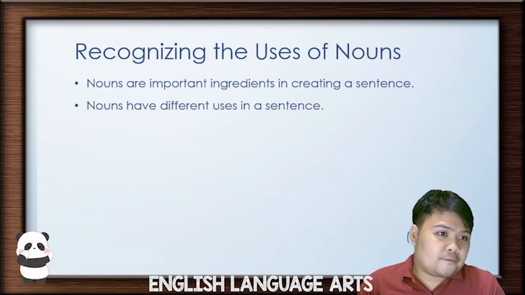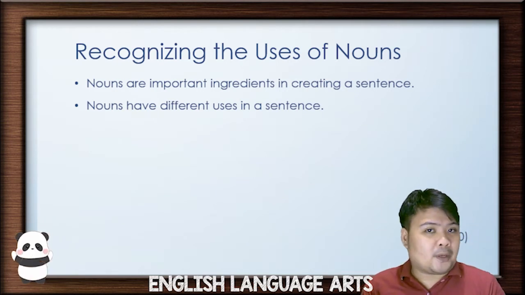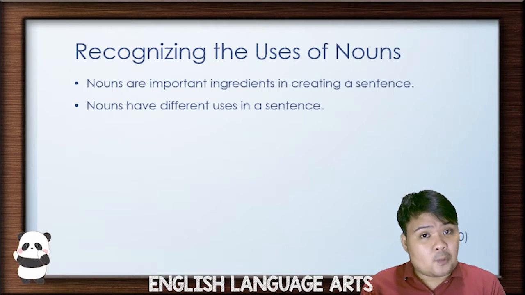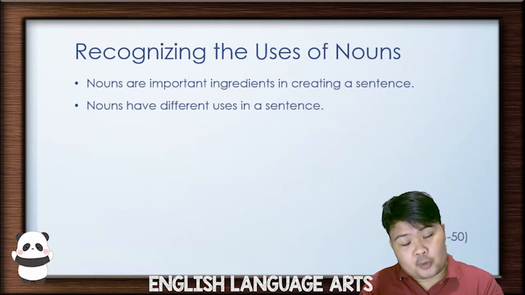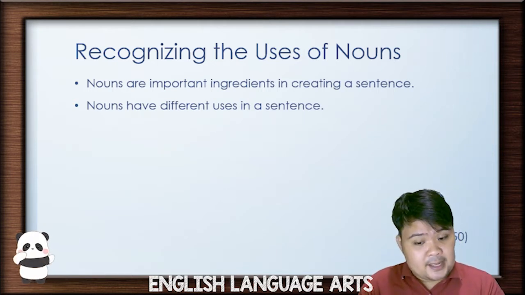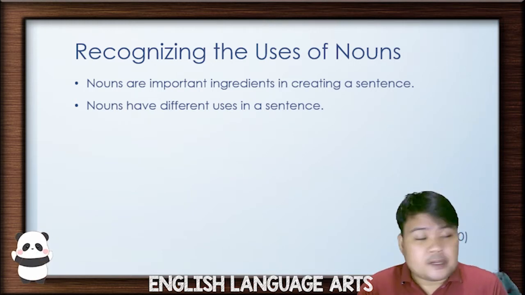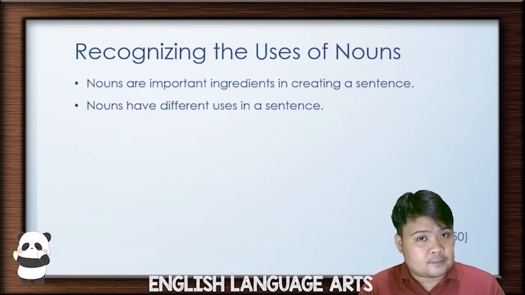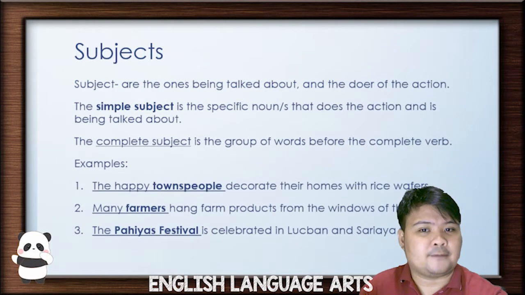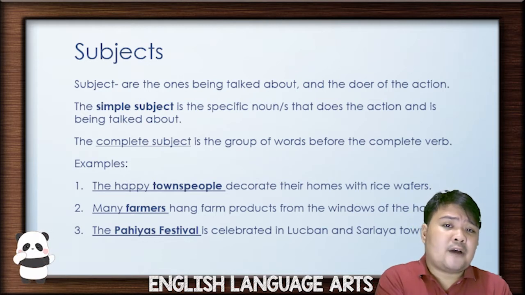Let's go first to what I just said a while ago. Nouns are so important, which is why you have to know the different uses. In a sentence, you could have a lot of nouns, and they could have different uses. How do I identify all of them? Let's go with the very first, basic one: subjects. Nouns can be subjects.